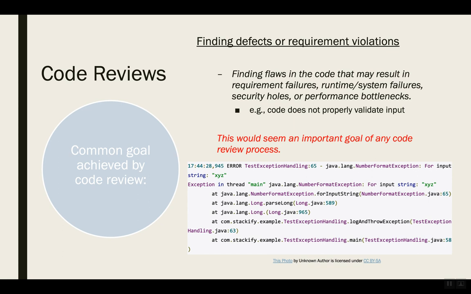Now we have the goal of finding defects or requirement violations. This also makes sense to be a common goal, and likely a critical one, since this is where we would find flaws or bugs in the code which could result in requirement failures, runtime failures, security holes, or even performance issues. An example of this might be a reviewer finding that a function does not properly validate input, which could result in both runtime failures and security problems. This is an important goal of any review process, since it is largely about the correctness of the software.